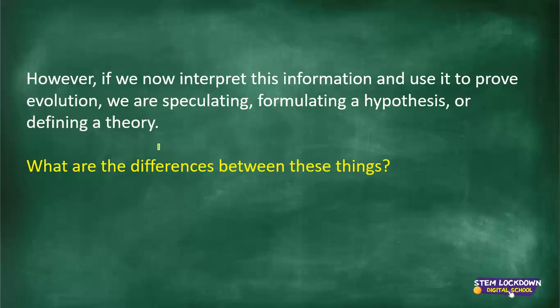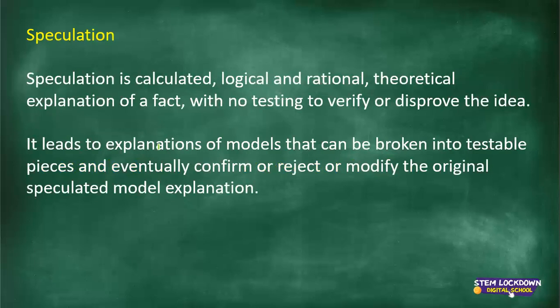What are those differences? A speculation is a calculated, logical, and rational theoretical explanation of a fact with no testing to verify or disprove the idea. So when you make a speculation, it needs to be calculated, it needs to be logical and rational, it needs to be a theoretical explanation of a fact with no testing to verify or disprove the idea. So before any testing is done to either verify or disprove that idea, it needs to meet the criteria that it needs to be calculated, logical, rational.